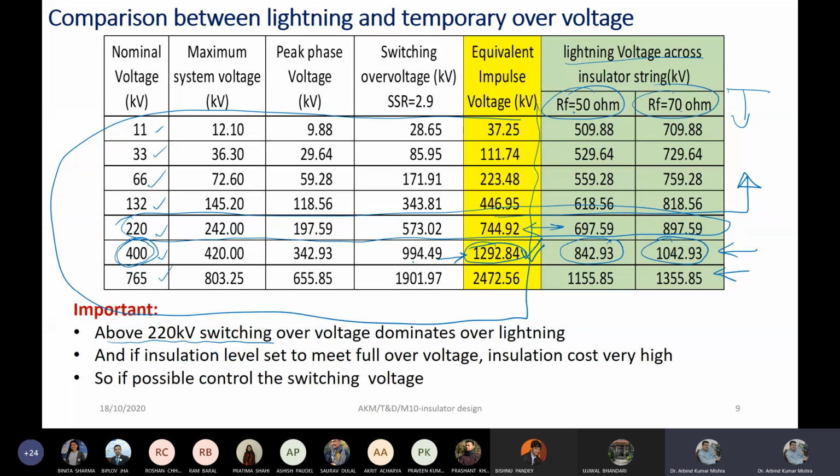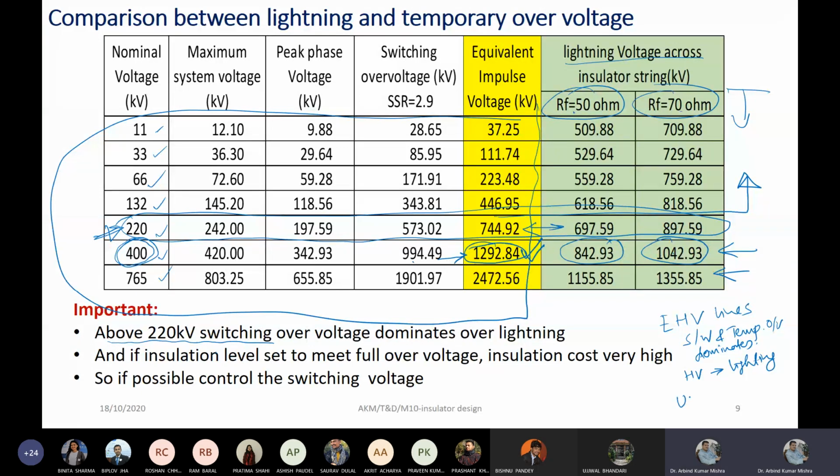By now you might have seen that I have considered several cases, from the air clearance till today, that there are so many things changing at 220 kilovolt. That's why it is. That means in EHV lines, now you can remember, switching and temporary over voltage dominates, whereas for high voltage, the lightning.